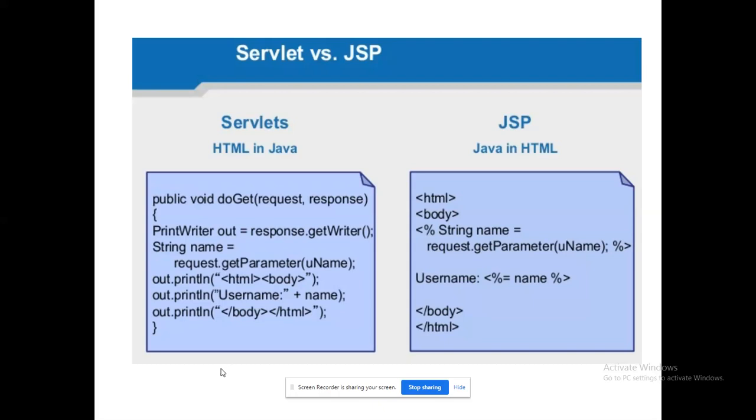But in JSP, within HTML code, we will write our Java code. So how to identify that? That can be given within angle bracket percentage. The percentage delimiter represents that the corresponding statement is going to run at the server. That is the meaning, right? So this is a sample regarding the code snippets, but this could be the actual difference between servlet and JSP.